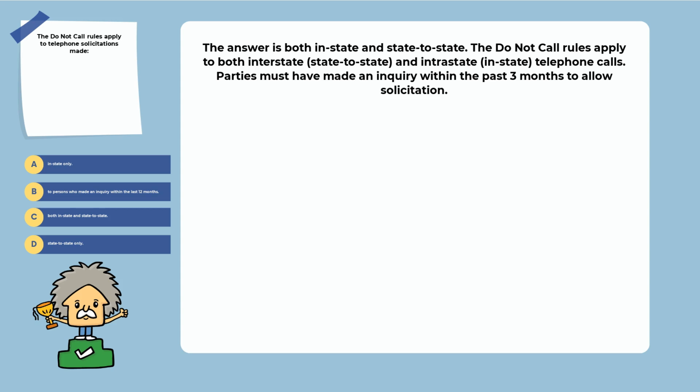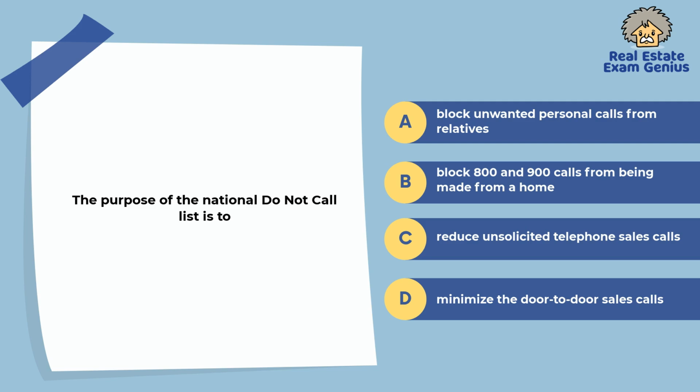The answer is both in state and state to state. The do not call rules apply to both interstate and intrastate telephone calls. Parties must have made an inquiry within the past 3 months to allow solicitation. The purpose of the National Do Not Call list is to block unwanted personal calls from relatives, block 800 and 900 calls from being made from a home, reduce unsolicited telephone sales calls, minimize the door-to-door sales calls.